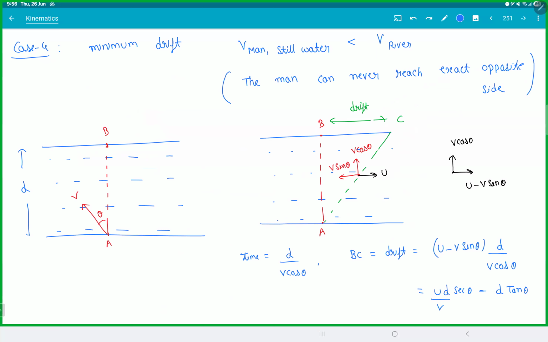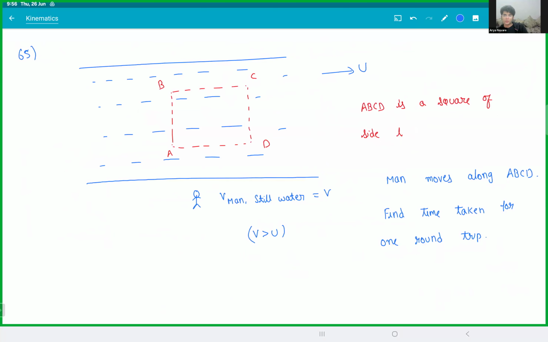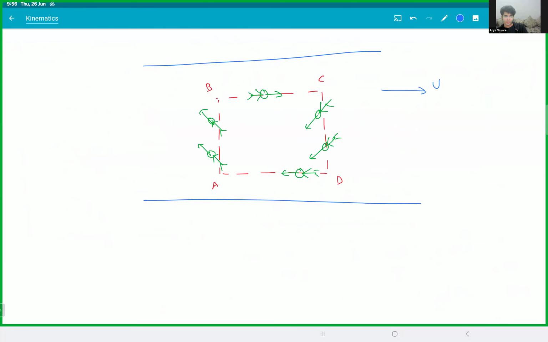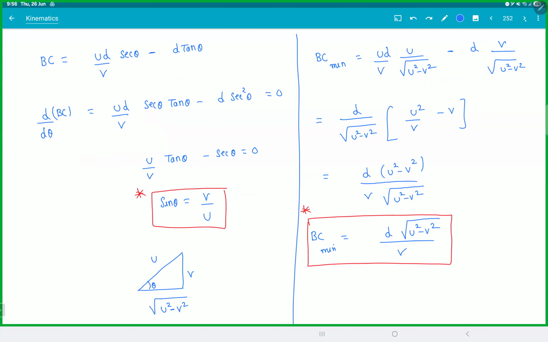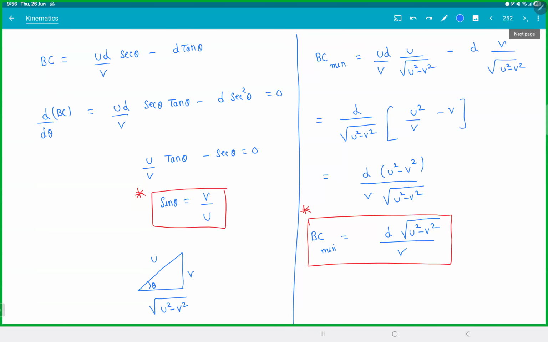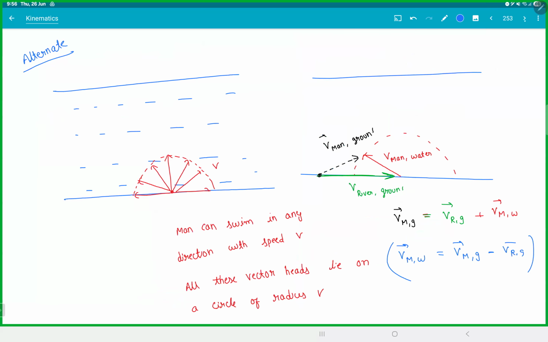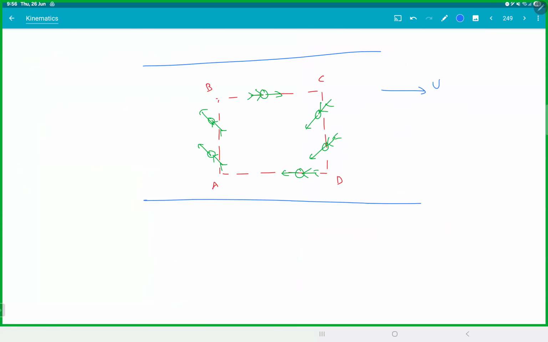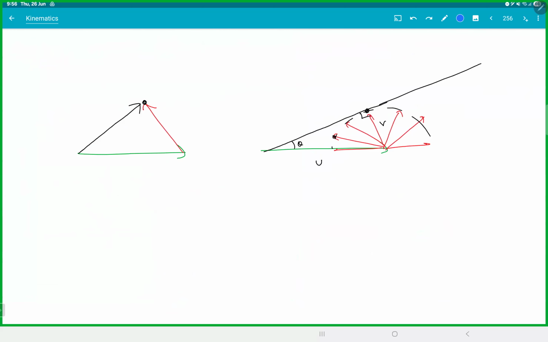Let's see a few questions. So in the end, we'll have to do the same thing, right? Substitute. After we have found sine theta is equal to v by u from that triangle method, then we'll have to do the same thing. So basically, you can just avoid differentiation for that part.